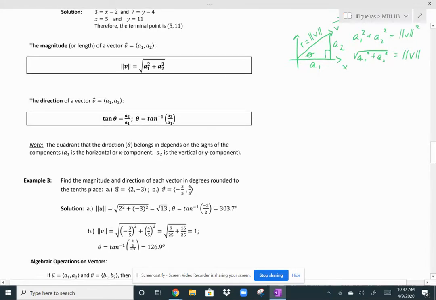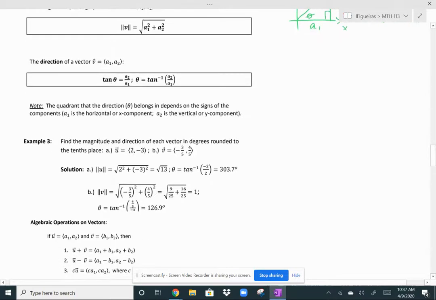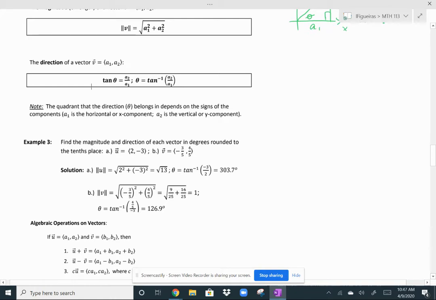So let's talk about using the formulas for magnitude and direction. So I want to find the magnitude and direction of both of the following vectors. So part A says that u has components 2, -3. So let's do part A first. So the magnitude is here. The magnitude of u will be the square root of 2 squared plus -3 squared.